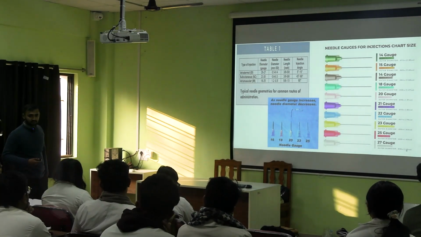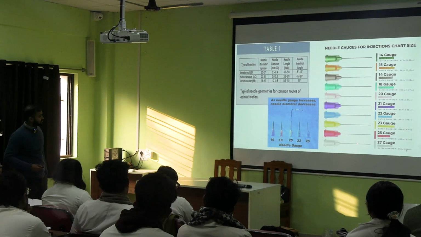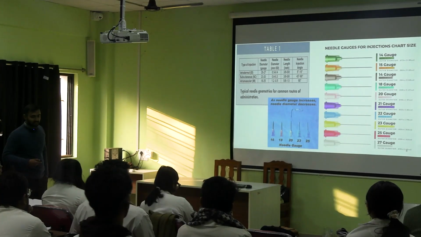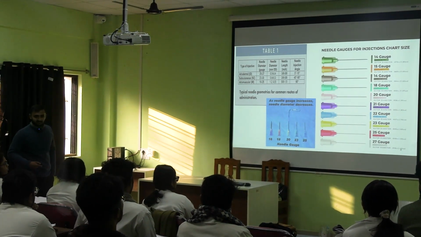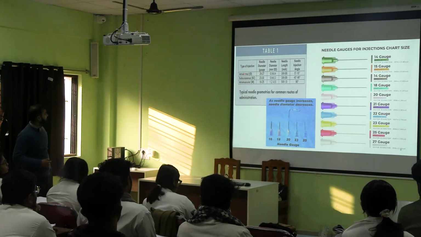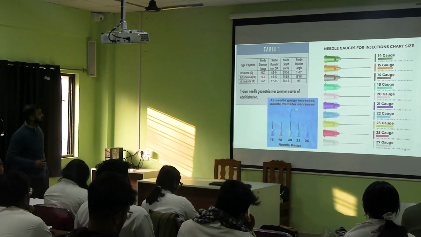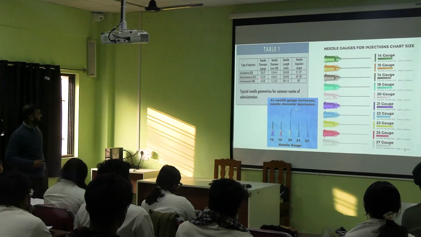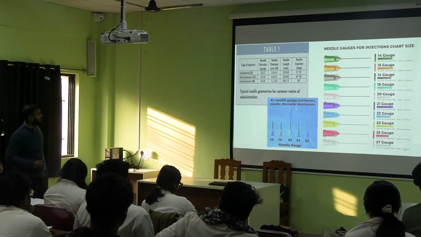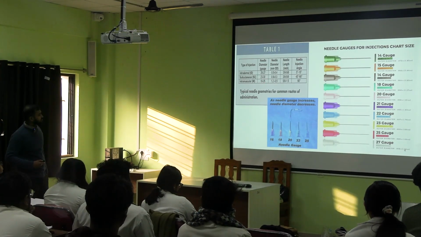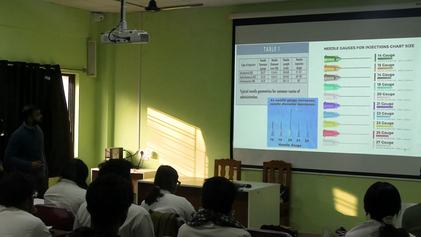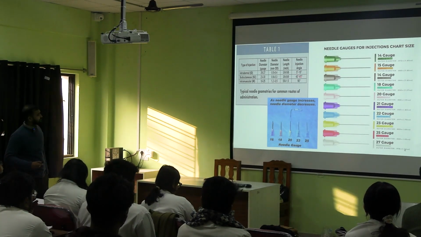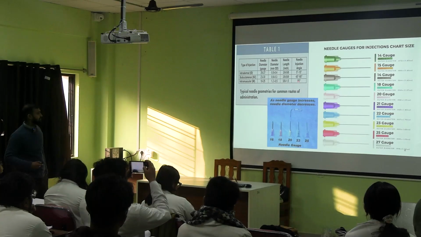Gauge difference according to color, and also the thickness, isn't it? With the increase in the gauge, the thickness decreases. So intradermal is 25 to 27 gauge, subcutaneous is 23 to 30 gauge, IM it is 18 to 25 gauge. And the angle for ID should be around 5 to 15 degrees, subcutaneous 45 to 90 degrees, and for IM it is 90 degrees.